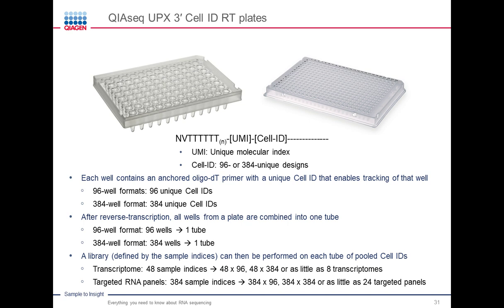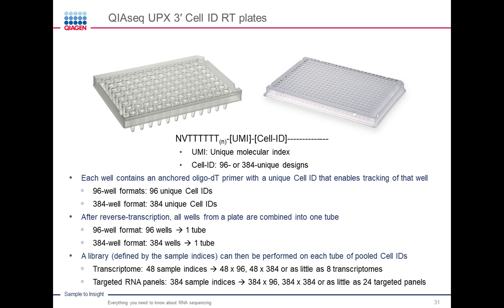So to show this a little bit more, how we do this is that we use plates of anchored oligo-dT primers that have the following structure. You have the anchor, you have the oligo-dT, and then you have the UMI sequence. So again, this is a 12-base fully random UMI, and every well has its own unique cell ID. So a 96-well plate has 96 unique IDs, and the 384-well plate has 384 unique cell IDs. And what's really cool about this workflow is that after reverse transcription, you can combine an entire plate worth of cDNAs into one tube.